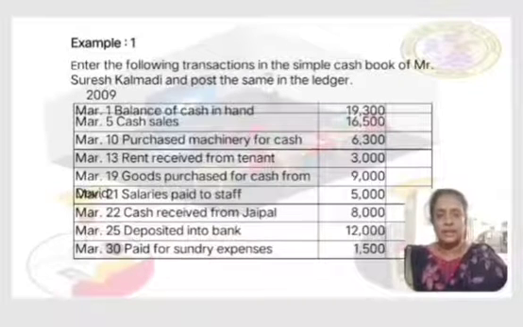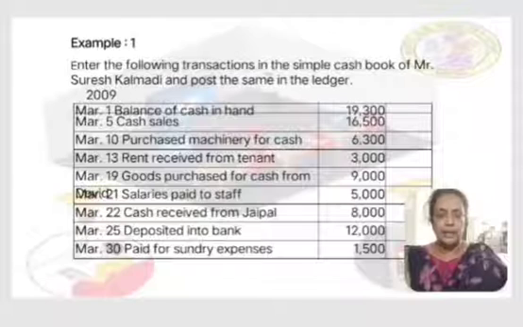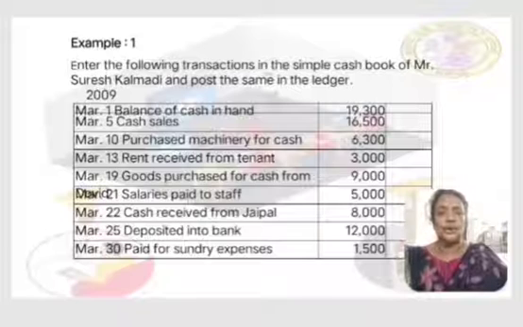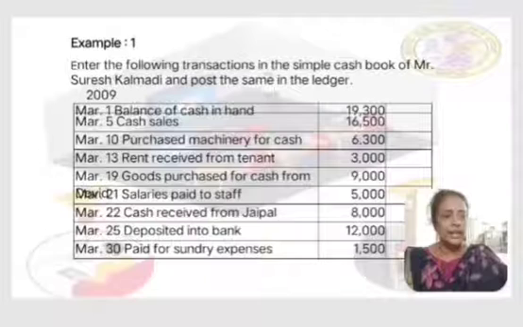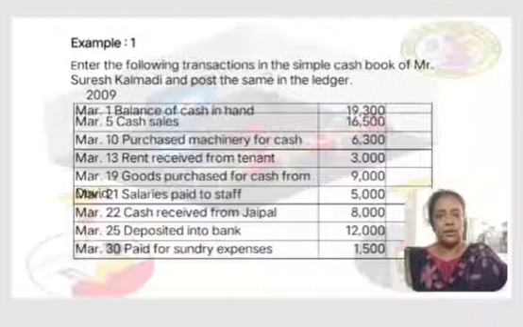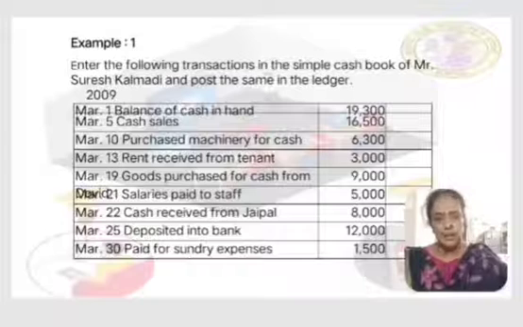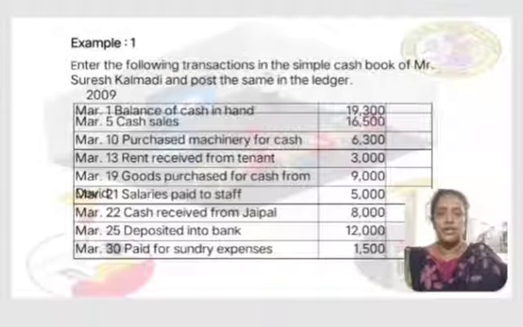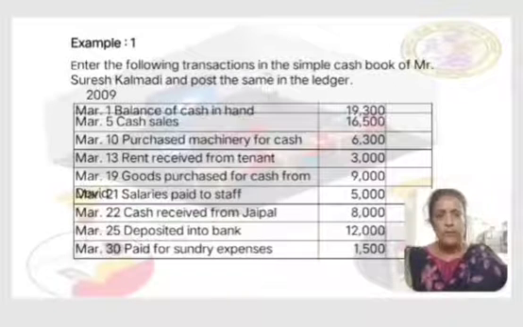And cash sales. Cash sales means the goods sold for cash. So the cash comes in, towards sales it comes in. We know that in cash book or in cash account we should not write cash. So what is the journal entry for this? Cash account debtor to sales account. Therefore we have to write to sales.